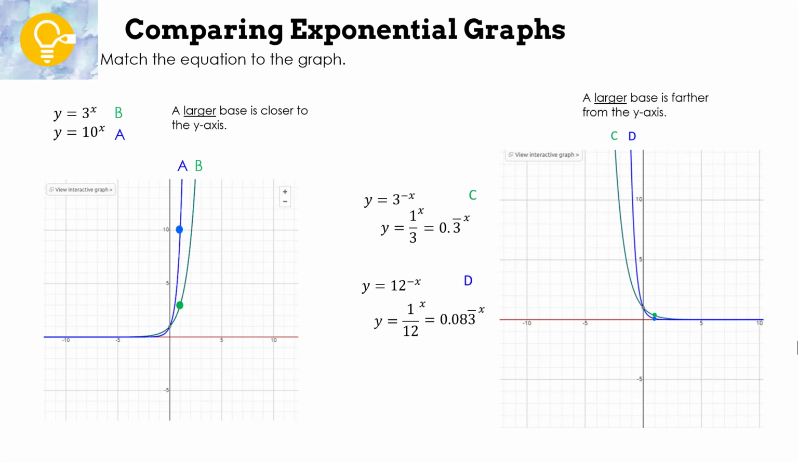Remember, a larger base is farther from the y-axis. If I compare 0.3 and 0.083, I can definitely see that 0.3 is larger. So that's why I picked C. That graph is farther from the y-axis than 0.083.